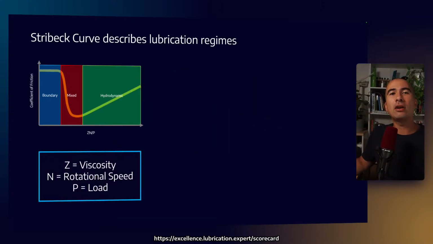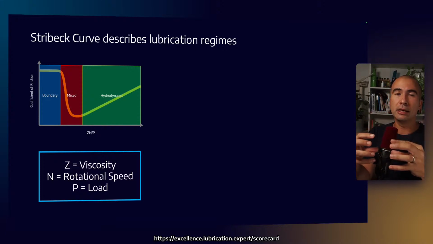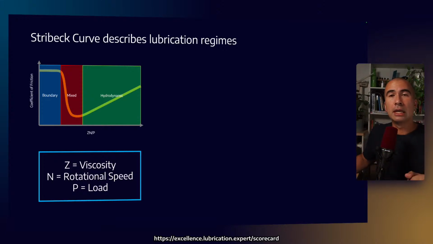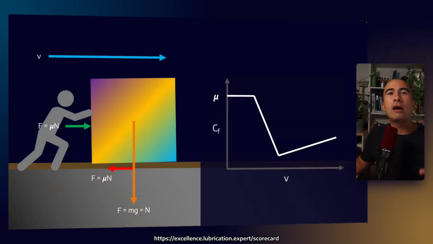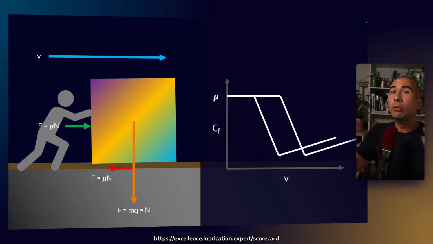Now, ZN on P is this kind of dimensionless number where we put a number of different terms together: viscosity, rotational speed, as well as load. So going back to our model, how can we rationalize this? If you think of the weight of the block as being equivalent to the load that we have in a machine, what happens if the block gets heavier? Well, the whole curve would shift to the right because it requires more speed to generate that hydrodynamic lift.